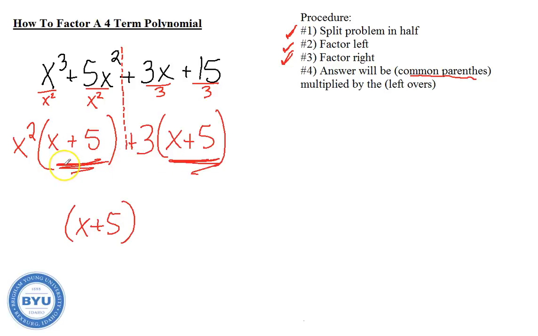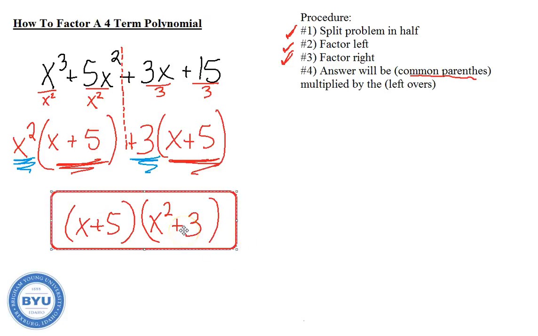That common parenthesis gets factored out. And then in my second parenthesis I put the leftovers. The leftovers are these values here, not involved in the x plus 5. And so my final answer is x plus 5 and the leftovers x squared plus 3.